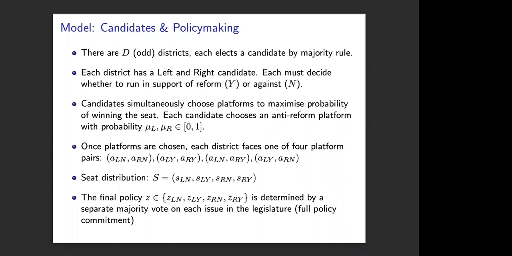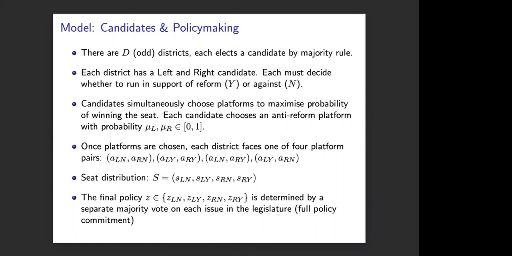Once every district elects someone, that'll give you a seat distribution in the legislature, right? So you'll have a certain number who are left and anti-reform, a certain number who are left and pro-reform, and so on and so forth. And then what are we interested in? We're interested in final policies, which we'll call Z, right? And so the final policy could be any one of four things, right? It could be that the final policy is left and anti-reform, left and pro-reform, right and anti-reform, so on and so forth, right? And how is final policy determined?